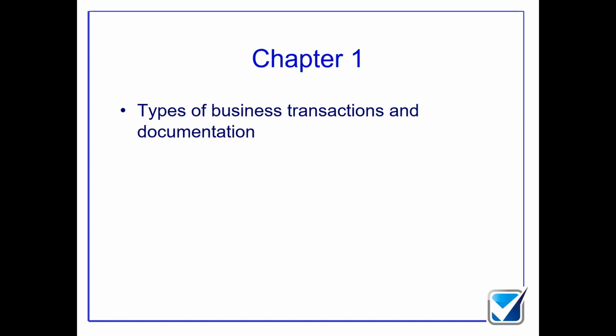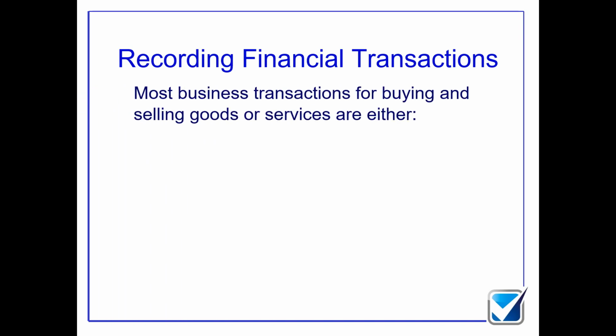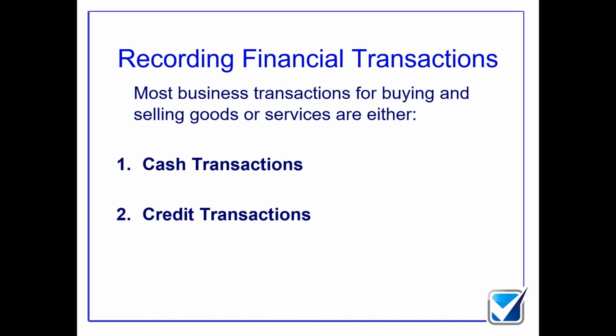Now, within this chapter, what we're looking at is recording financial transactions, and we've got two main types of transactions you need to have an awareness of: cash transactions and then also credit transactions. Cash transactions is where you engage in a transaction which is a purchase or a sale, so there's money going out if you're going to buy something, money coming in if you're going to sell it. If it's a cash transaction, the money changes hands immediately.